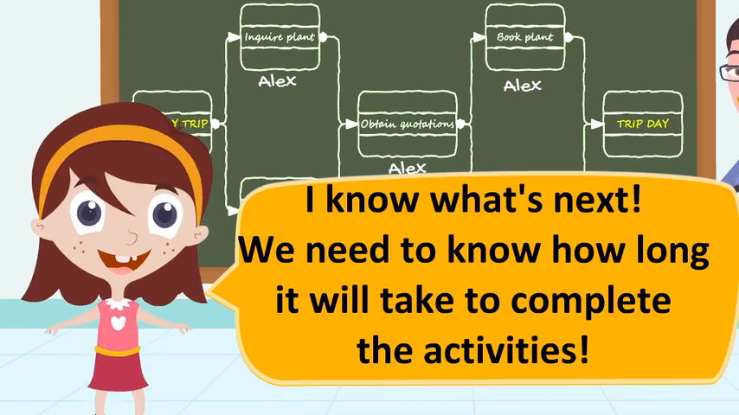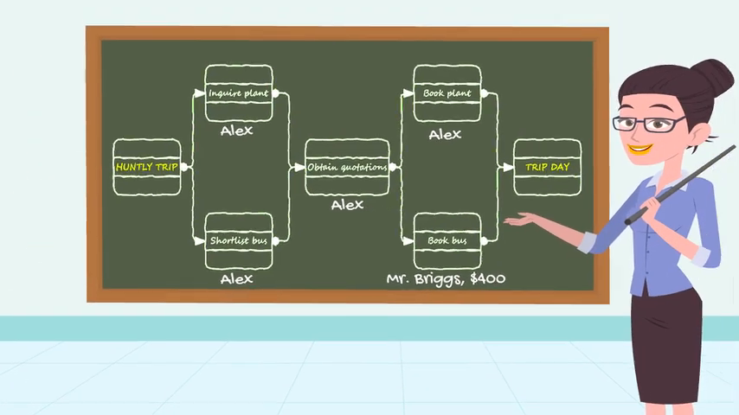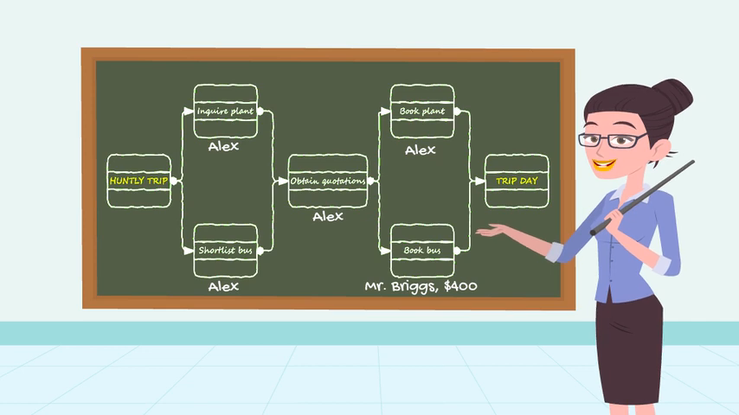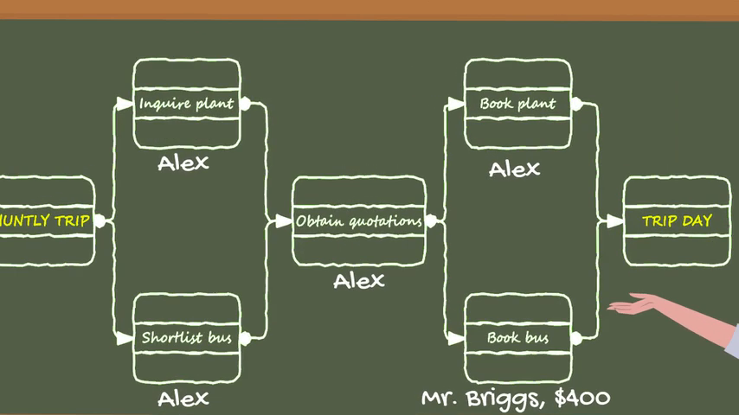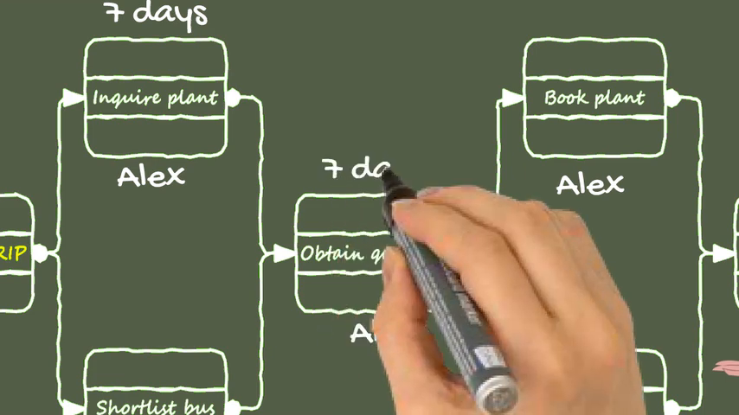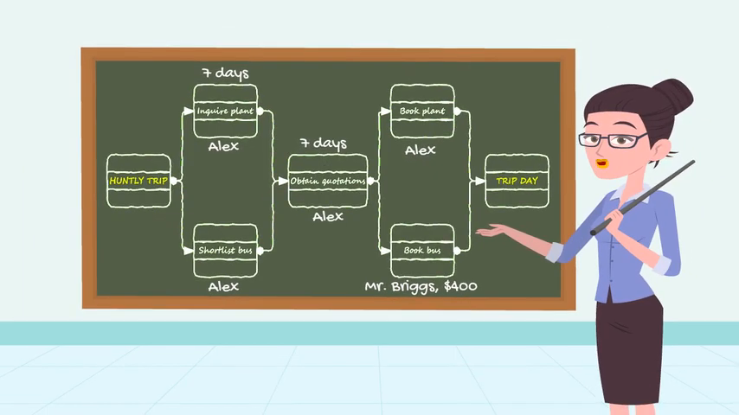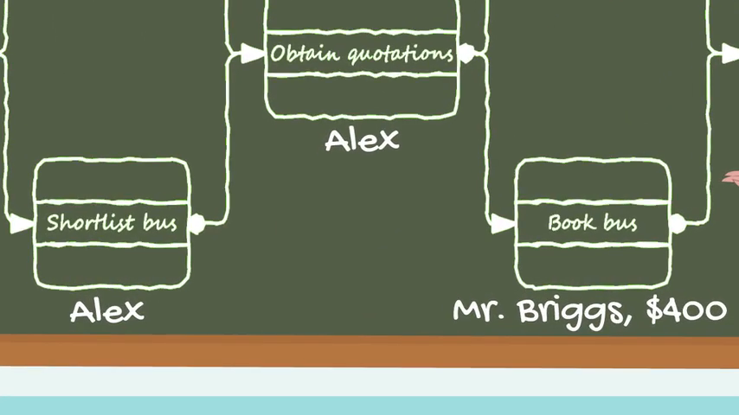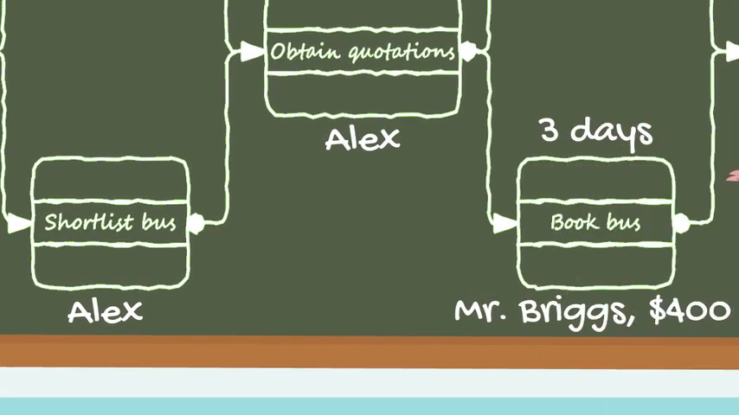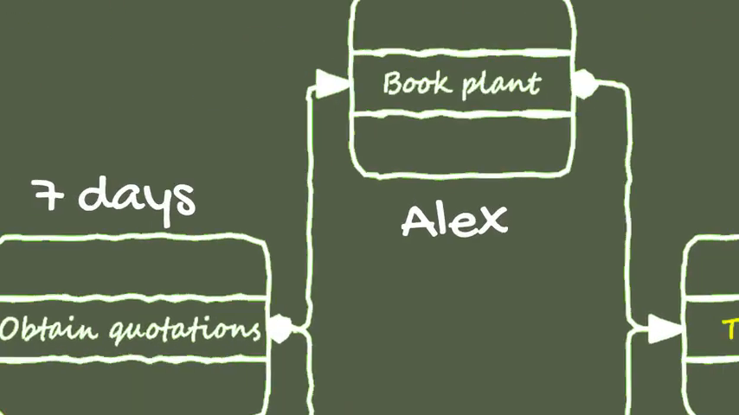We need to know how long it will take to complete the activities. You're right. So, from last year's trip, we know that it will take the plant about a week to respond to our inquiry and about the same for the bus people. Now, the principal is always busy, so it will take him about 3 days to book the bus. I can use last year's trip to shortlist the bus providers, so that's 1 day, same for the plant booking.